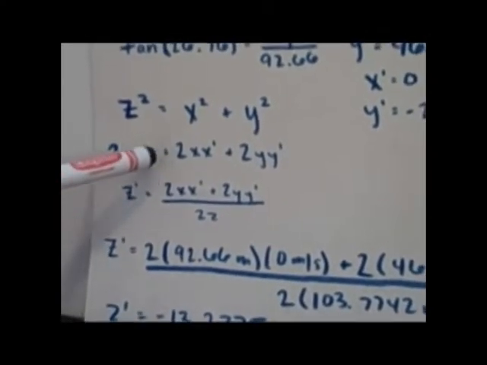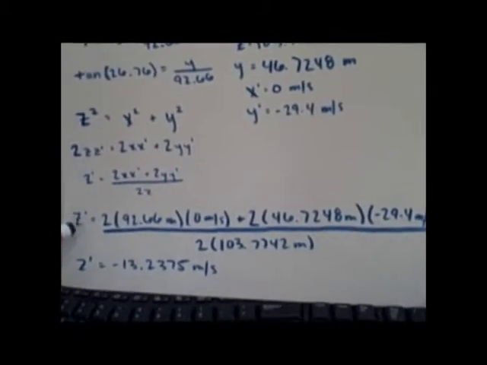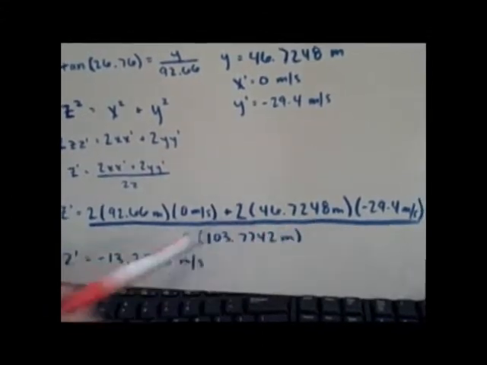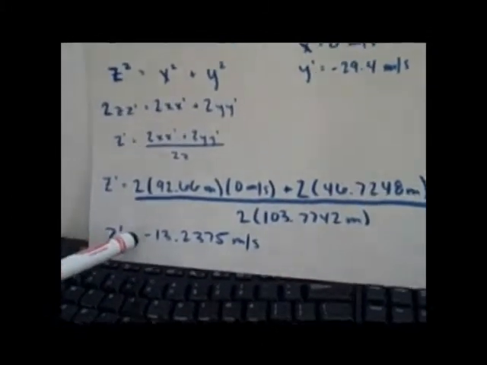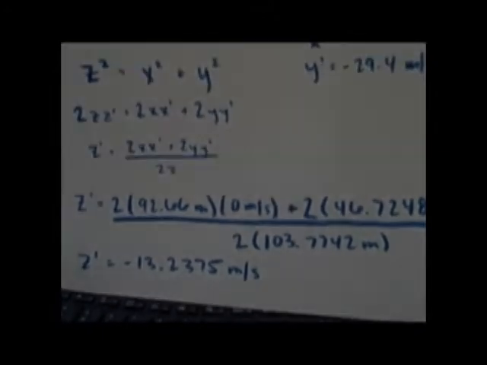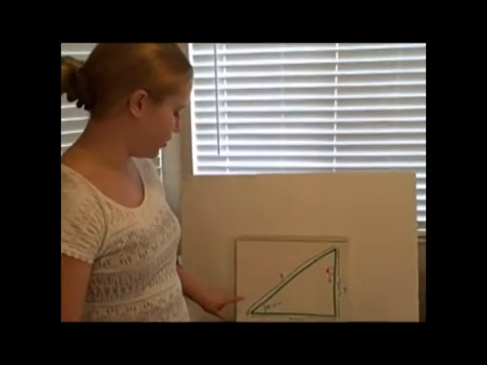Okay, so we took the derivative with respect to time and came out with 2z prime equals 2x prime plus 2y prime. Then we isolated z prime here. Once we plugged in our values, which we already demonstrated over here, we ended up with z prime equaling negative 13.2375 meters per second.